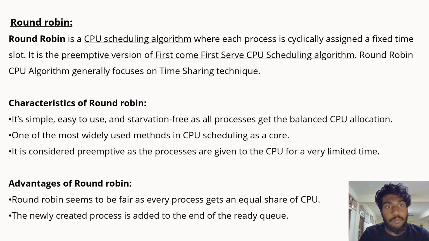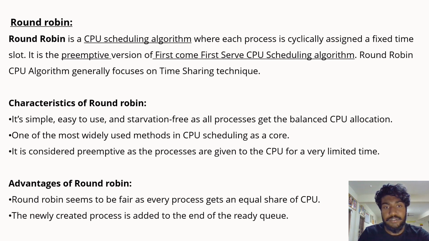Now let's see about round robin. Round robin is a CPU scheduling algorithm where each process is cyclically assigned a fixed time slot. It is the preemptive version of the first come first serve CPU scheduling algorithm. The round robin CPU algorithm generally focuses on the time sharing technique. Characteristics of round robin: it's simple, easy to use, and starvation free as all processes get a balanced CPU allocation. One of the most widely used methods in CPU scheduling.